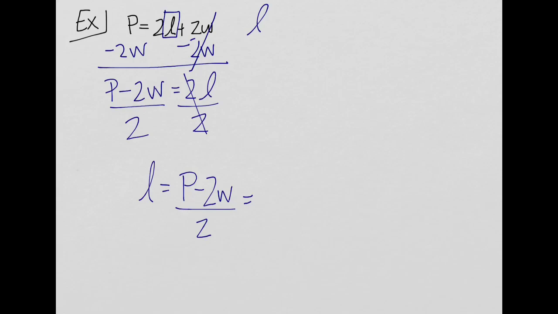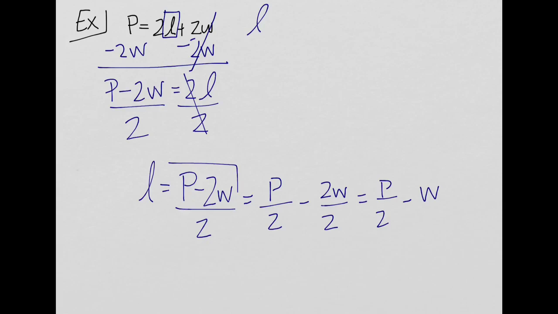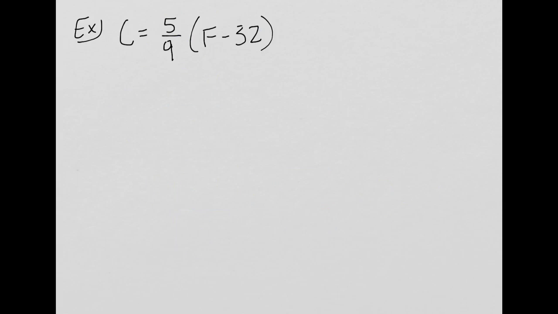Or I can break it down with this common denominator: P over 2 minus 2W over 2. And we can take it even further if we wanted. This is P over 2 minus, and then the 2's cancel, so just minus W. Sometimes they'll just leave it like this, sometimes they'll take it a little bit further. You just need to know how to do all of it, just in case.